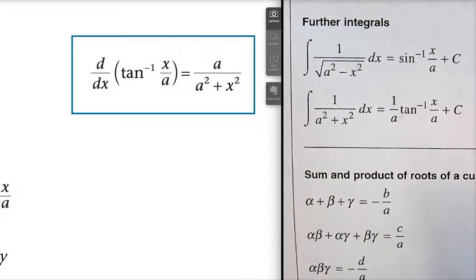Yep. But that's all you'll have. So just be careful if you're using the formula sheet for the tan, that a goes up there. All right? Unless you're differentiating something of that format. But we'll get to those when we do them.